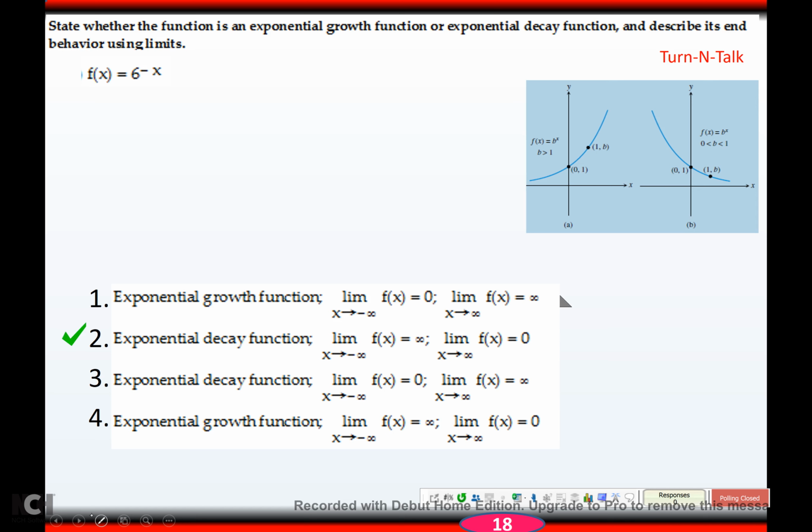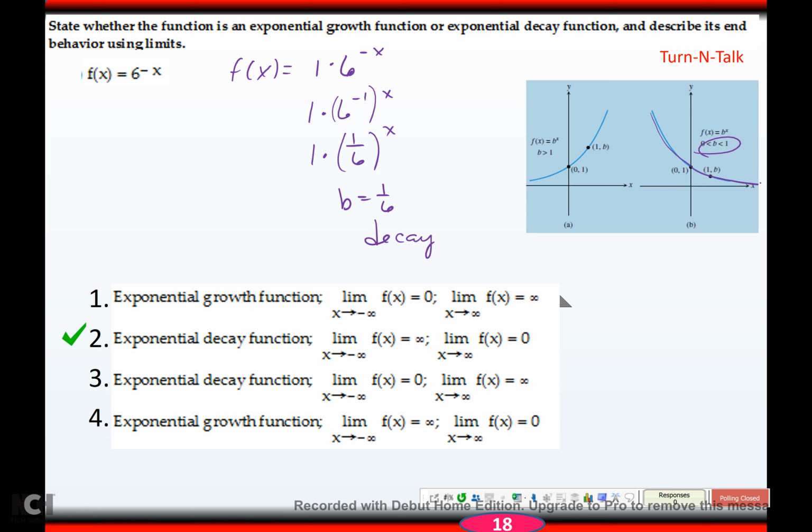Hopefully you got 2. Okay, so in this case, again, I could rewrite this as 1 times 6 to the negative x. What the heck does that mean? Well, remember that little trick. This would be 1 times 6 to the negative first to the x. So if I look at this, that would be 1 over 6 to the x, which means my base is 1/6, which means it's between 0 and 1, which means it's decay, which means it comes down like this.